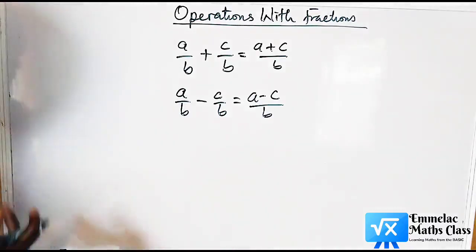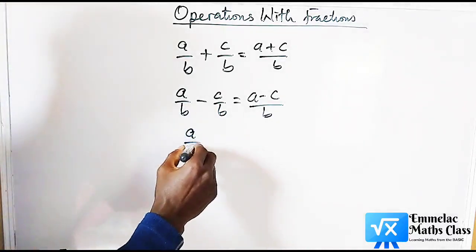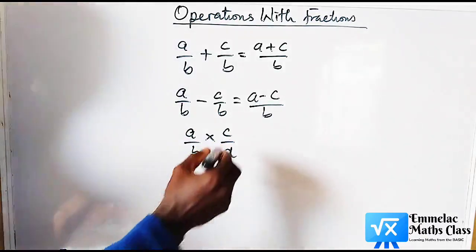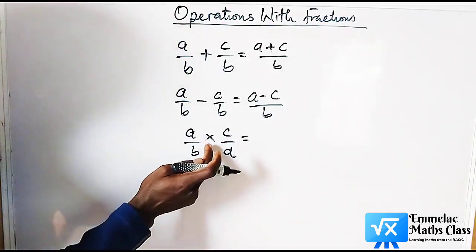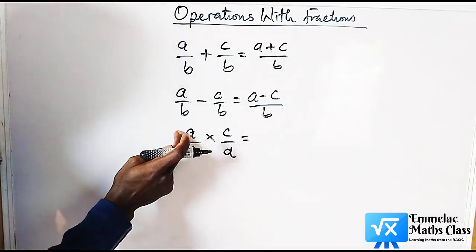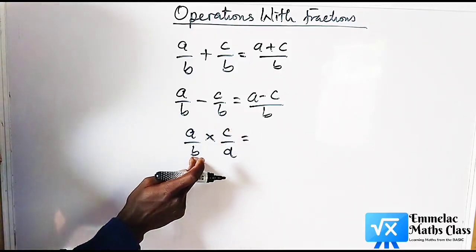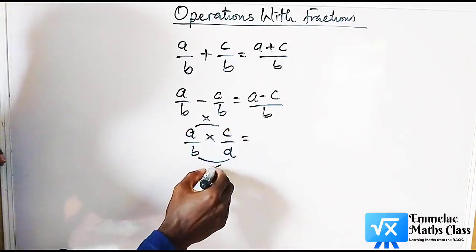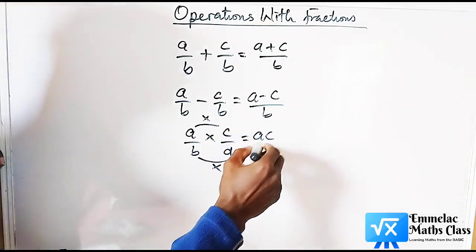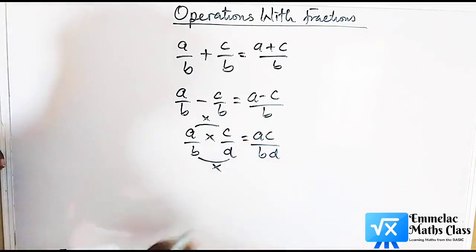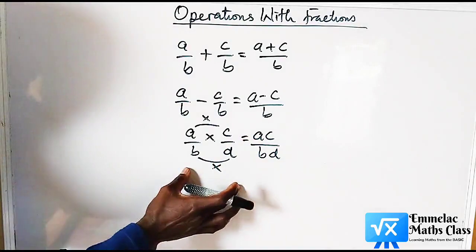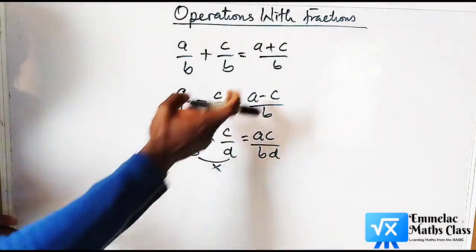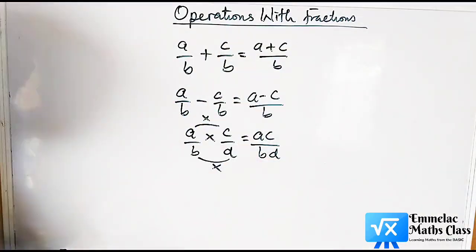Now for the multiplication rule, if you have a over b times c over d, this is very important. For the multiplication sign, the numerator multiplies the numerator, while the denominator multiplies the denominator directly. So both multiply, and here we have AC over BD. When you understand these principles and rules, you know how to solve problems that involve fractions.